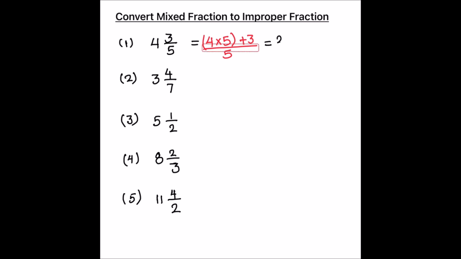4 times 5 is 20. 20 plus 3, divided by 5, which gives us 23 upon 5. This is our final answer. We are going to box the answer.